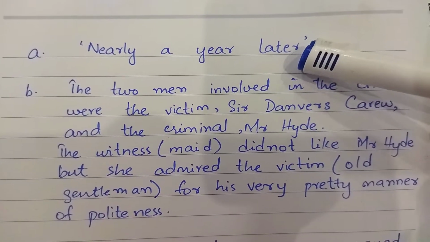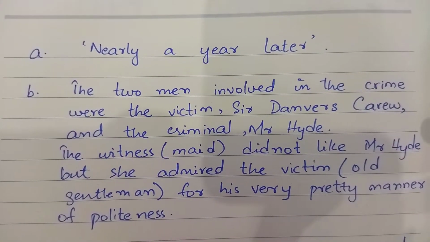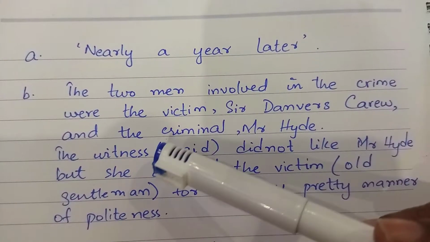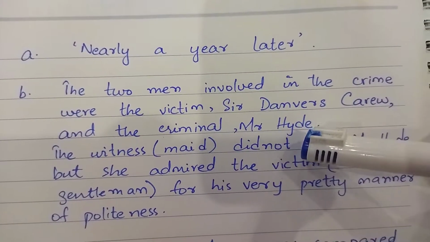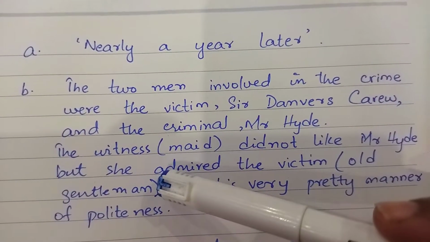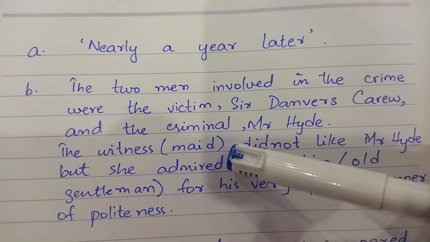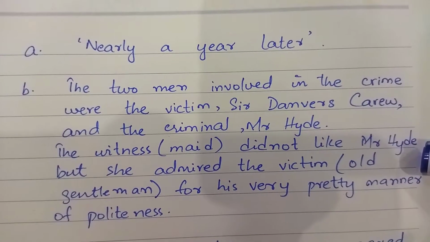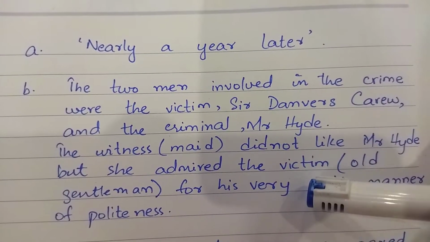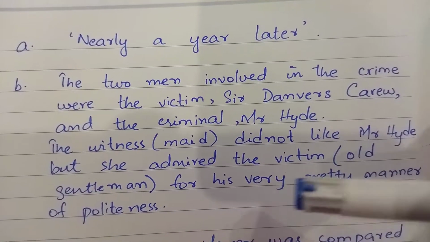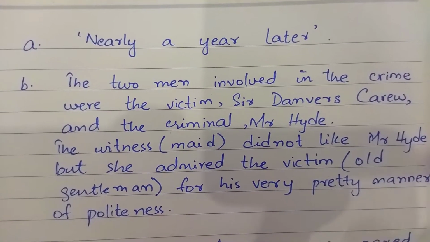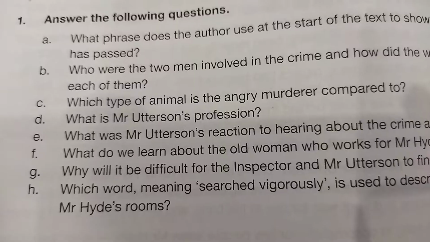So the answer to part A is nearly a year later. This is the phrase. And the answer to part B, the two men involved in the crime were the victim, Sir Danvers Carew, and the criminal, Mr. Hyde. And the witness, who was the maid, did not like Mr. Hyde, but she admired the victim, the old gentleman Sir Danvers Carew, for his very pretty manner of politeness.